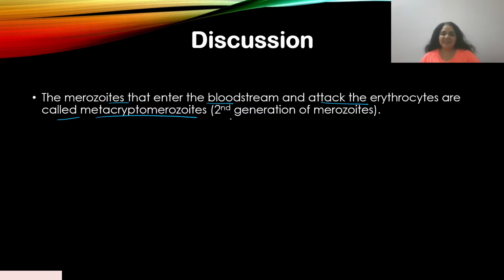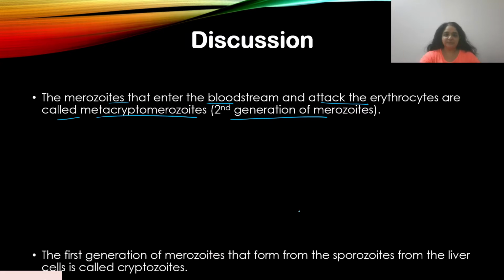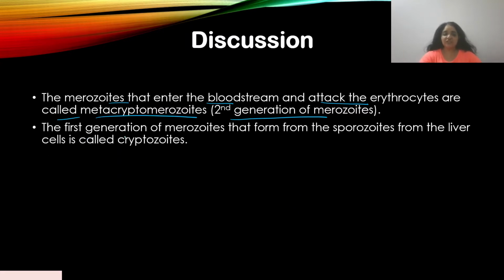Okay, so it's actually the second generation of merozoites. So the merozoites that enter the erythrocytes are called metacryptomerozoites. Now, the first generation of merozoites that form from the sporozoites in the liver cells is called cryptozoites. Okay, so they are the first generation. So the merozoites have been given names based on which generation they belong to. So, but the life cycle obviously remains the same.